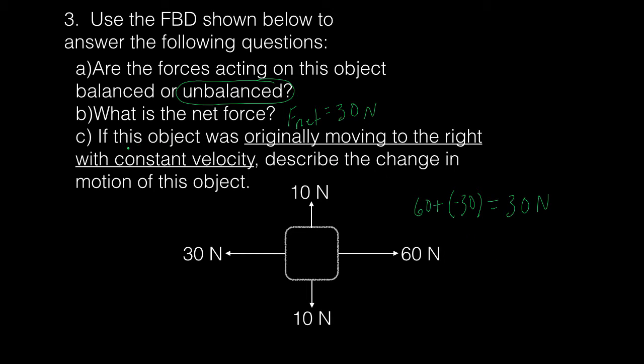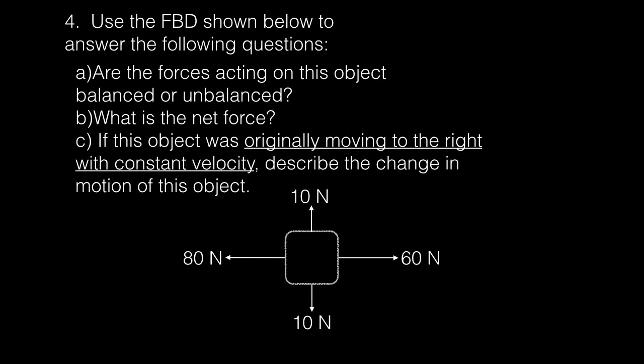And in part C it says, if the object was originally moving to the right with constant velocity, describe the change in motion of this object. Well, now we've got a net force acting on it. And according to Newton's first law, the object's motion is going to change. Instead of moving to the right at constant velocity, now it's going to accelerate to the right. It's going to accelerate in the direction of that net force.